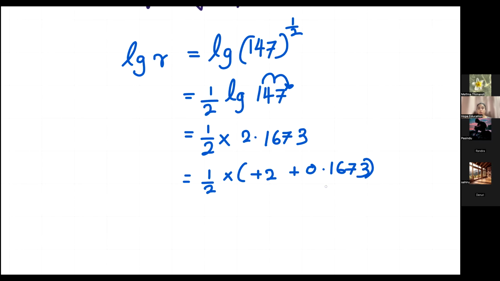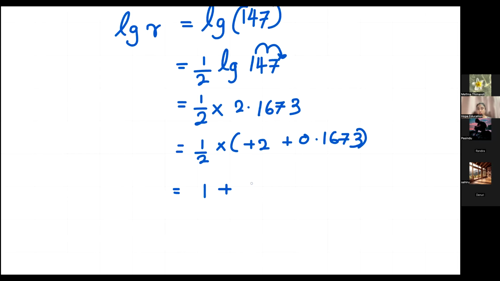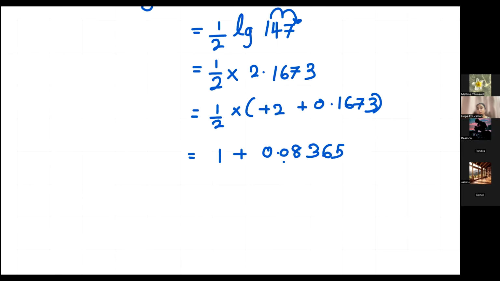So 2 divided by 2 is 1, plus 0.1673 divided by 2 again. So 2 times 0, 2 times 8 is 16, 2 times 3 is 6 plus 1 is 7, 13 with 2 times 6 is 12. This is how it comes. So I divided this by 2 and it comes like this. Now you know the mantissa can only have 4 decimal places, but there are 5 decimal places. So I'm going to round these off. The digit after is 5, which is greater than or equal to 5, so I write 7 instead of 6.